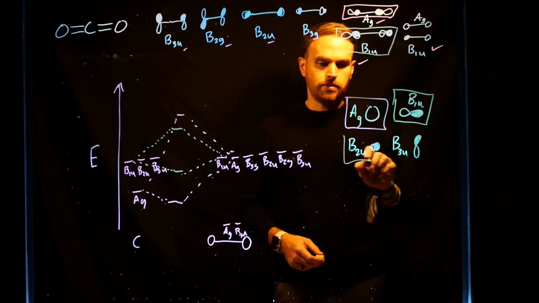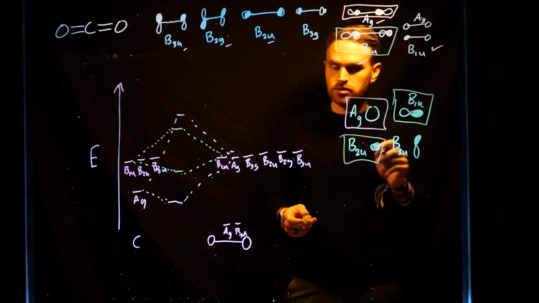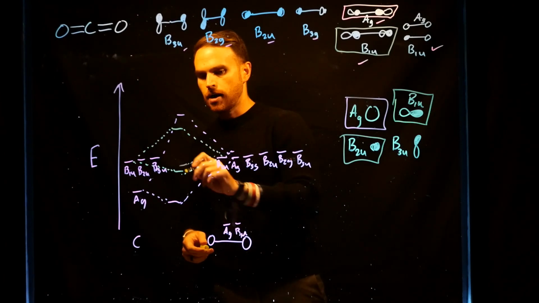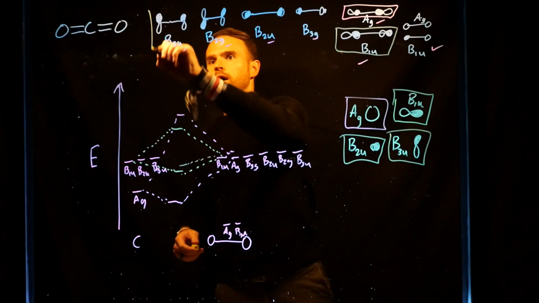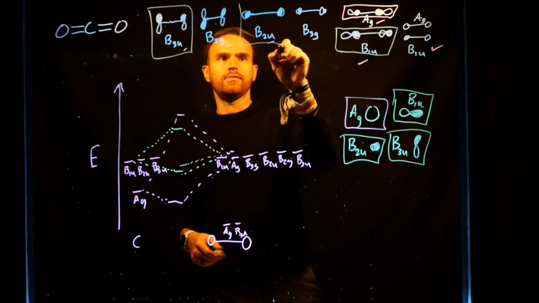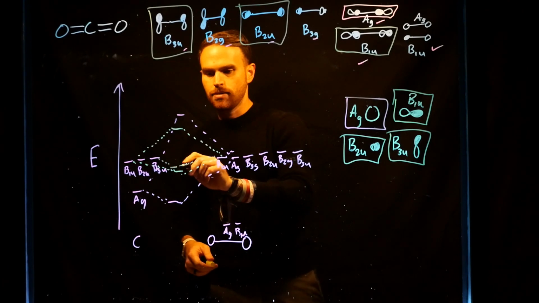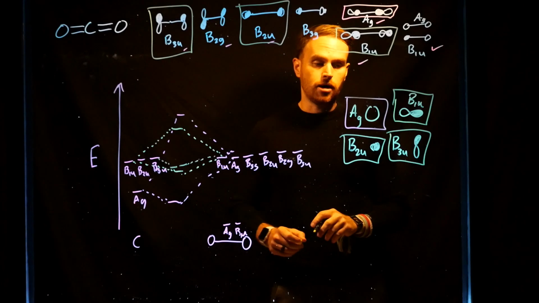The next one is the B2U, and the B2U is here, which matches via a pi symmetry. So that's going to be our first pi interaction. And the B3U is also another pi interaction. So now we've used our B2U and our B3U, and those are basically the exact same energy, and they give rise to those two pi bonds that are formed here.